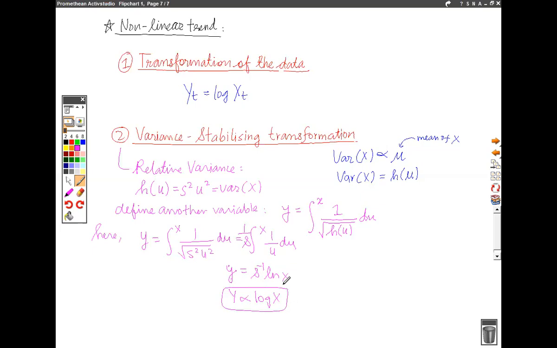And this is the kind of transformation that I can use to stabilize the variance of the series that I'm looking at. So this is just one of the transformations that you can do, which is known as relative variance. And the transformation that you just did will be called logarithmic transformation. By doing this transformation, you remove the effects of varying variance and you stabilize your variance.